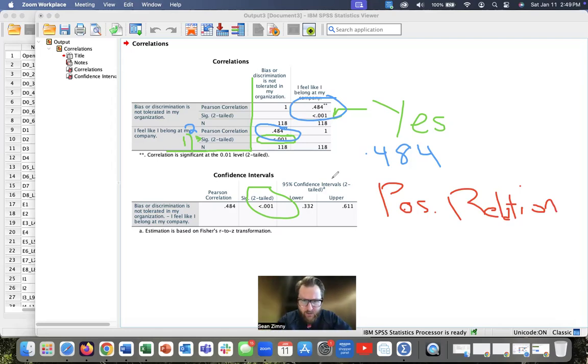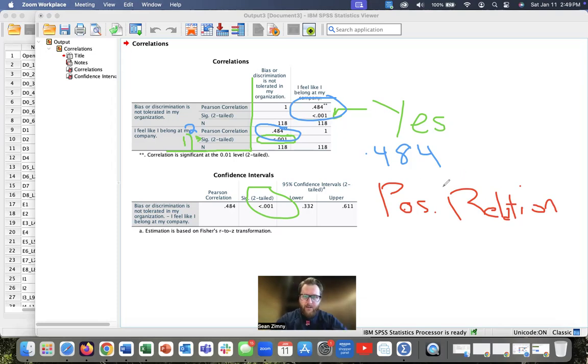Let's say if I ran this and it wasn't statistically significant, all you would report out then would be these two variables are not statistically significantly correlated. That's all you need to report out. But because these two are, there's more information we need to describe. So 1, yes, it's statistically significant. 2, it's a moderately strong relationship because it's in between 0.3 and 0.5. And then finally, it's a positive relationship because it's that positive number.